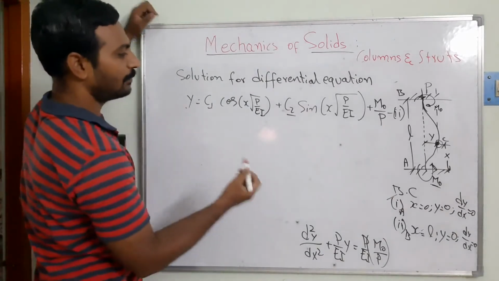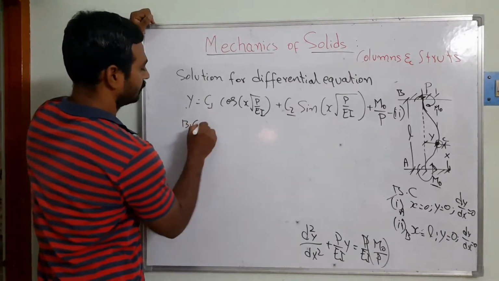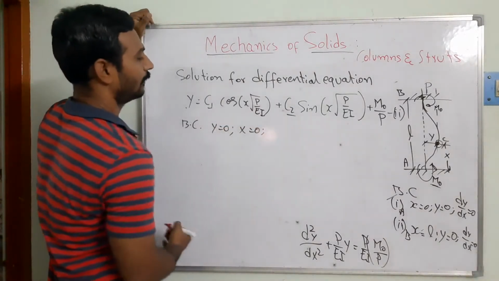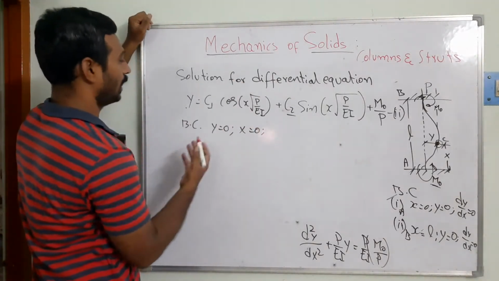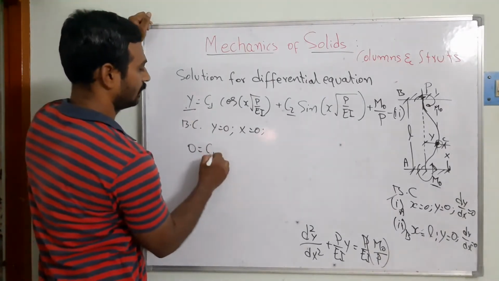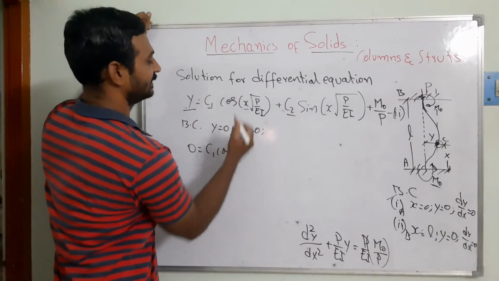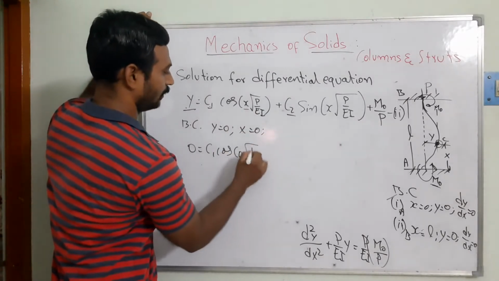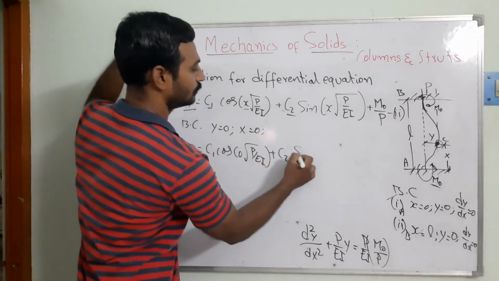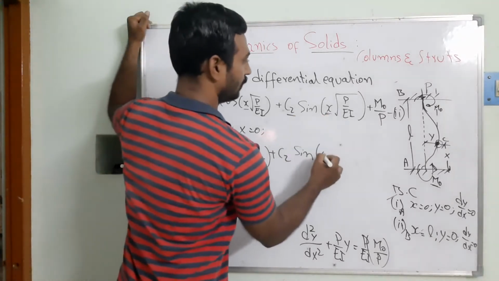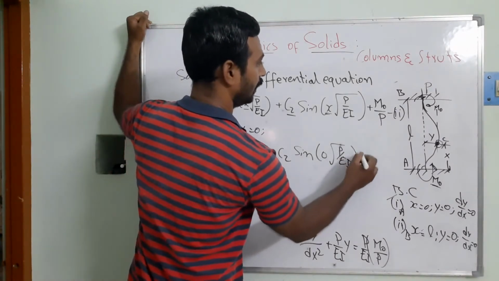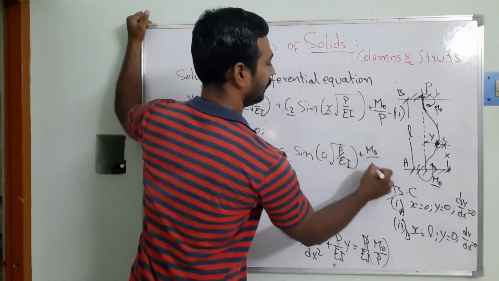Right? So if I substitute the boundary conditions, y is equal to 0 and x is equal to 0, what am I getting? So y becomes 0, equals c1 cos of x, with x going to be 0, times the square root of P by EI, plus c2 sin of x, with x going to be 0, times the square root of P by EI, plus M naught by P, we got it.